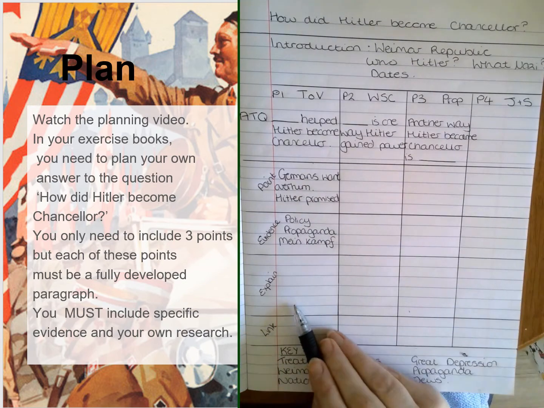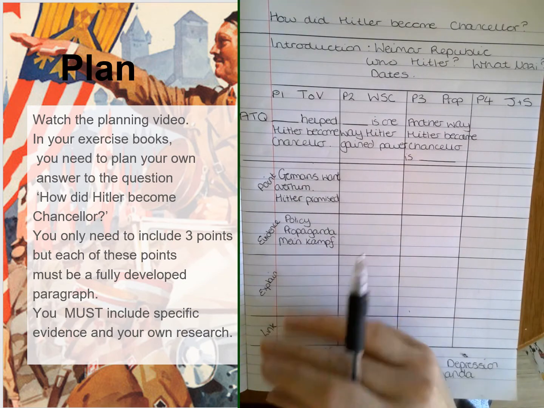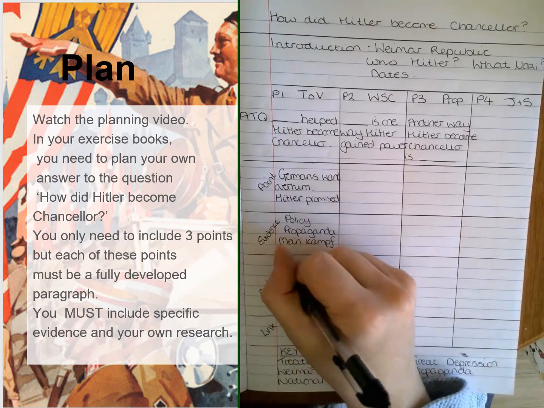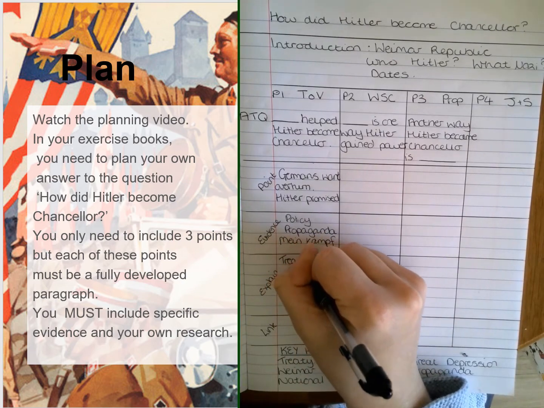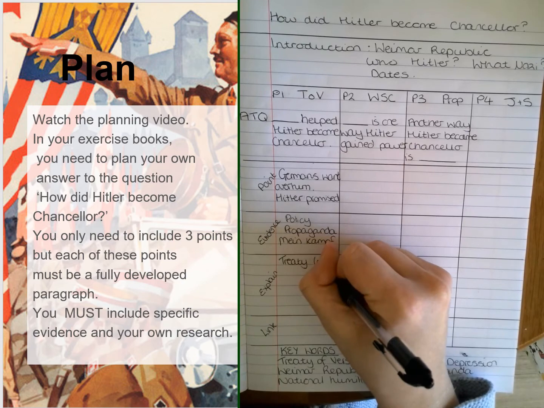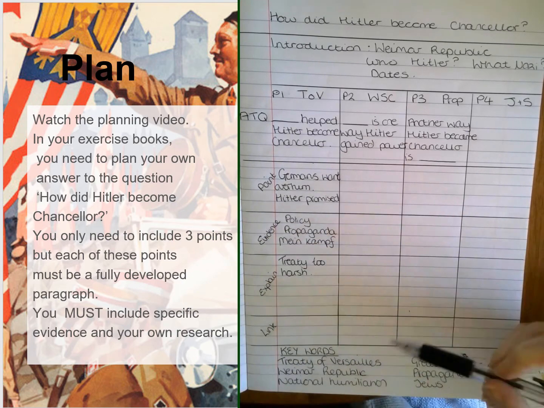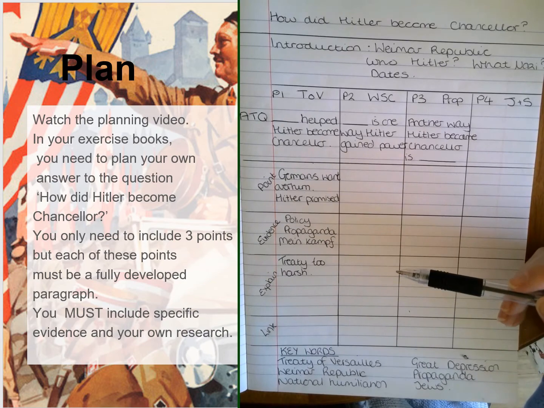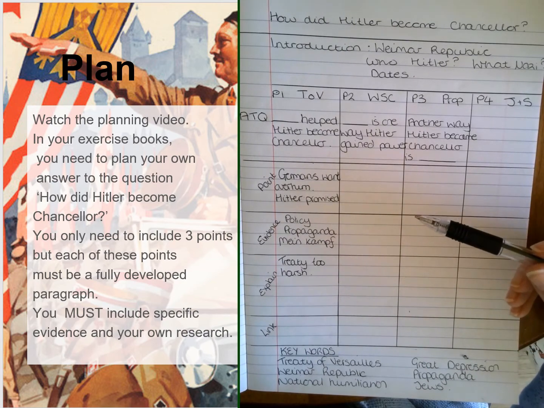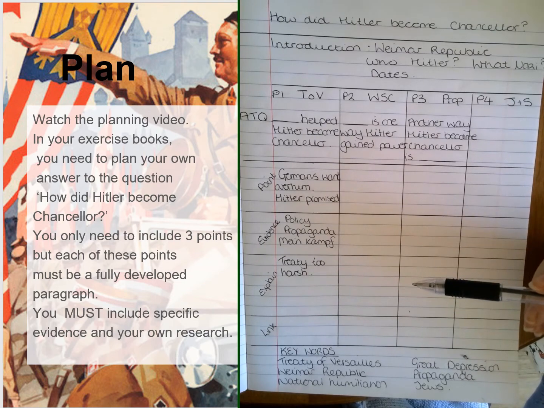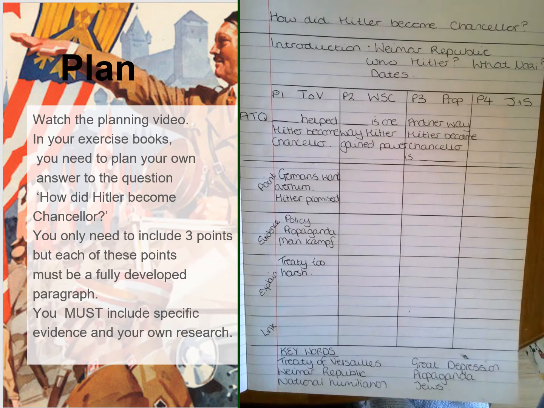And then I need to do my explanation. This is the bulk of the paragraph. So I want to explain that the treaty was too harsh. And what I might do there is go into some of the elements of the treaty. I might talk about the war guilt clause. I might talk about the reparations clause. I might even talk about how the reparations clause led to hyperinflation during the early 1920s.